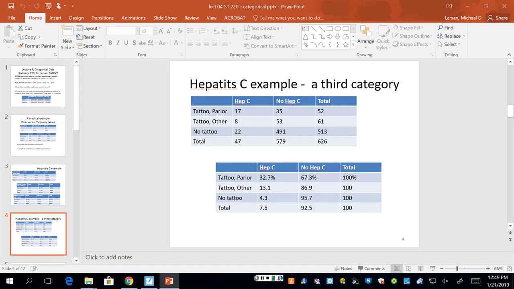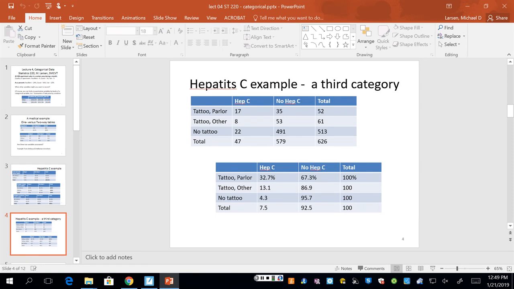Now, numbers are getting smaller, so we'd be a little bit concerned about inference for the population. Maybe there's a lot of variability in the sample just because it's a small sample size. But if you calculate the rates of hepatitis C by row here, it's highest in the tattoo parlors. Now, this could be dated, but this type of information, right?